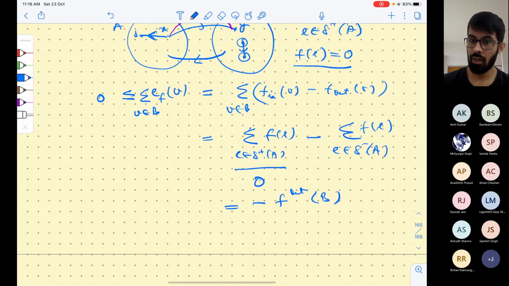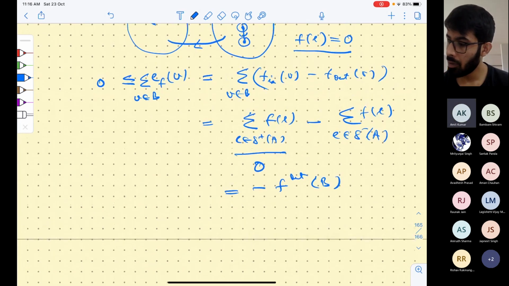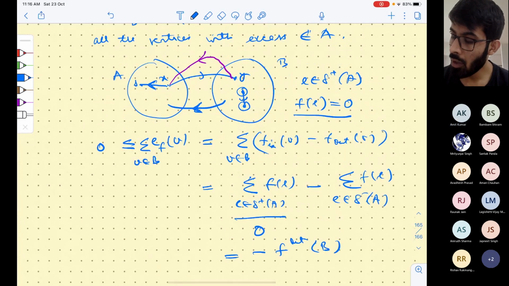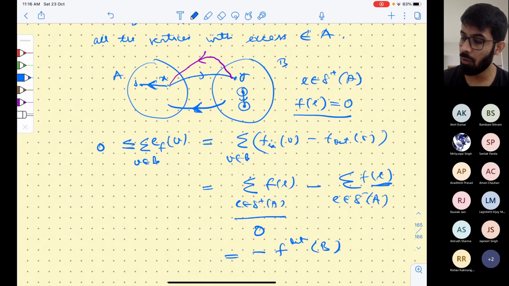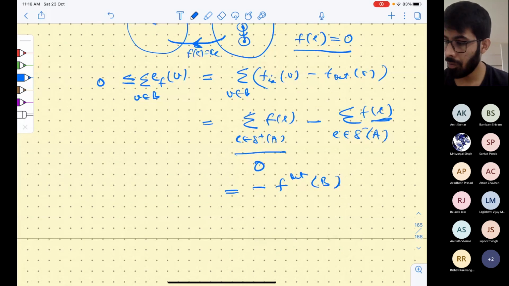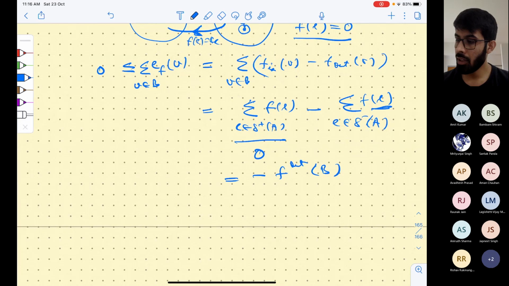So this is minus F out of B, right? So won't the second term also be 0? Because if there's an edge from B to A, then there's a path. No, there is an edge. This is the flow edge, right? So if this FE is equal to CE, then this forward edge will not exist in the residual graph, right? Okay. So we get minus F out of B.